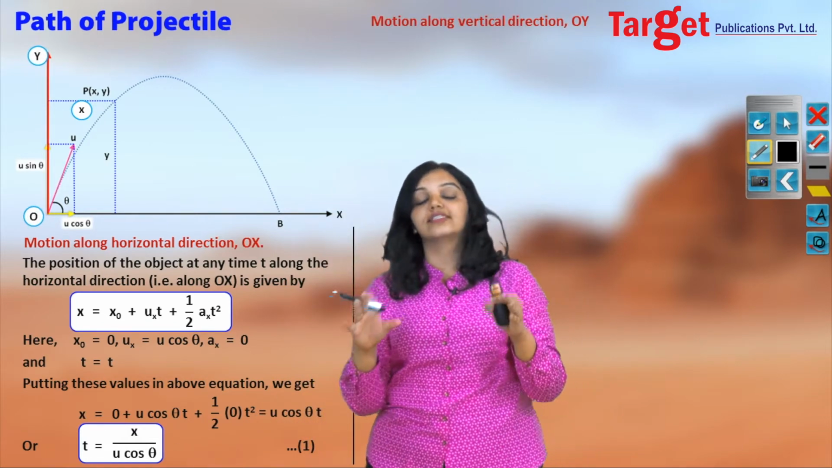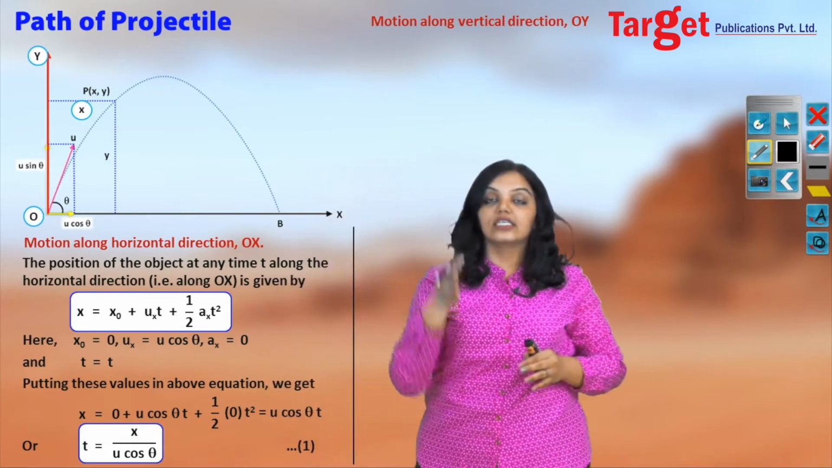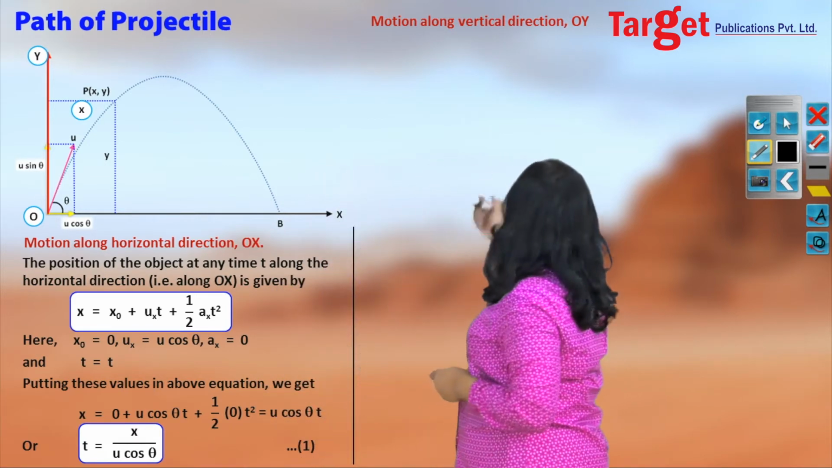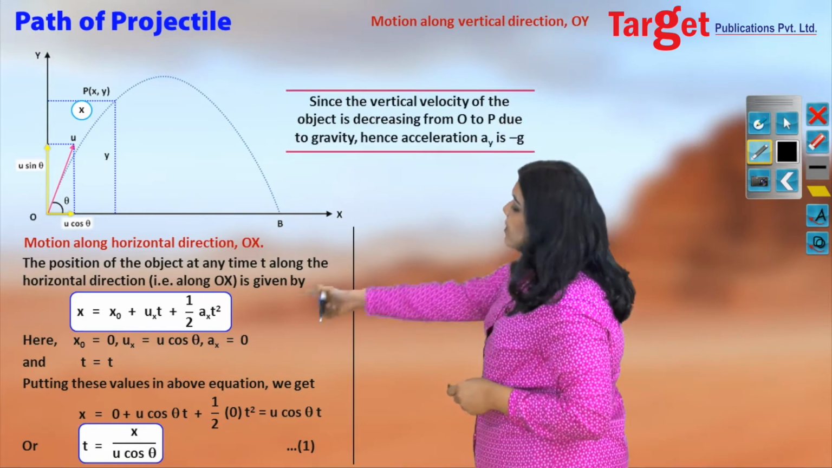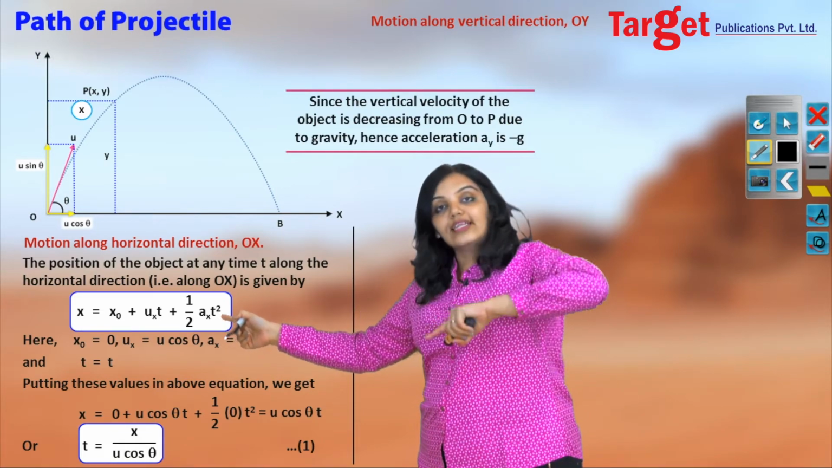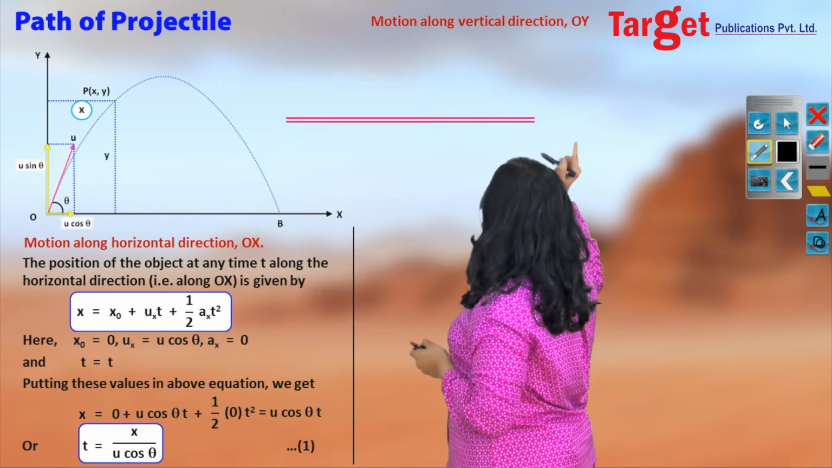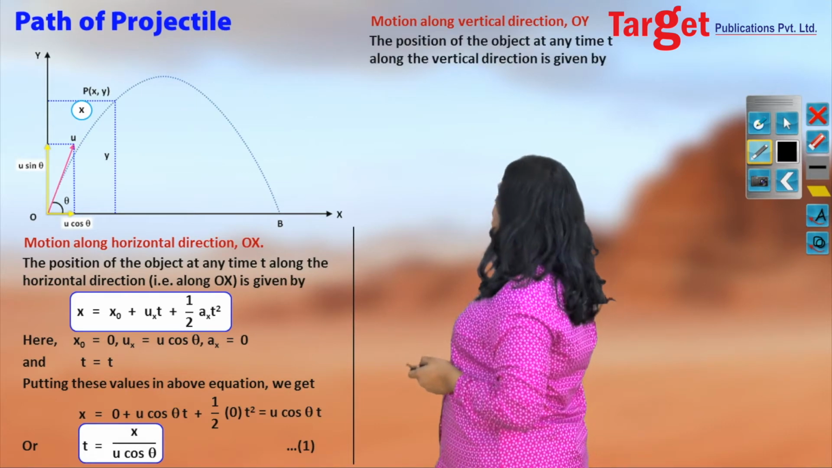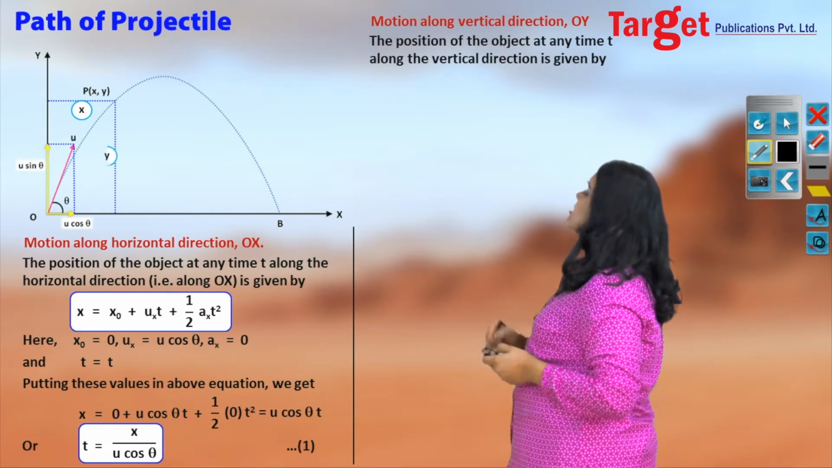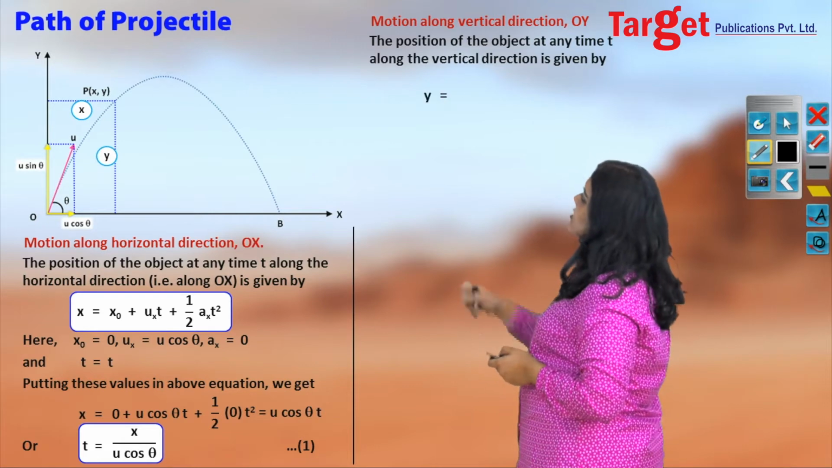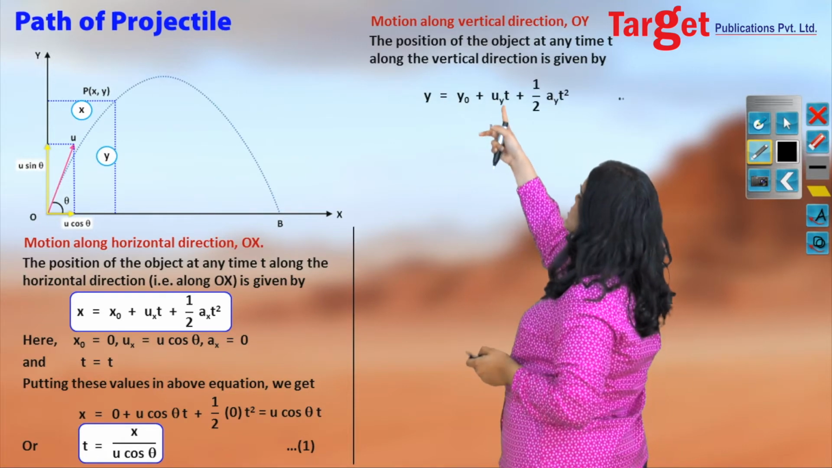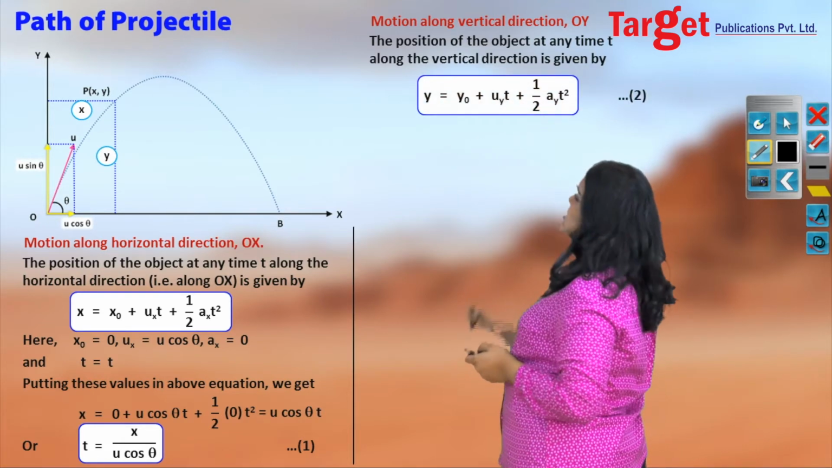Now I'm going to apply the same kinematical equation to the vertical direction. If I write down the equation that I'm going to need, it's the same equation as this one, but I'm going to write this equation specifically customized for the y direction. So let's take a look at the equation along the y direction. The equation will be nothing but y is equal to y naught plus uy t plus half ay t square.